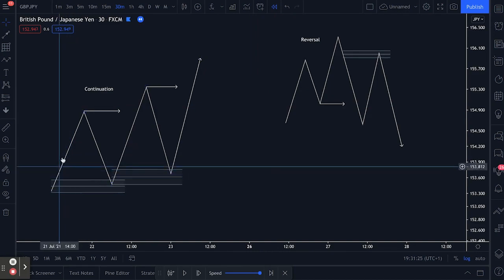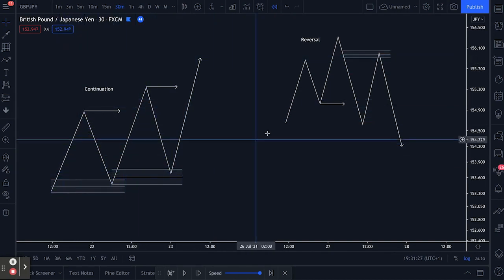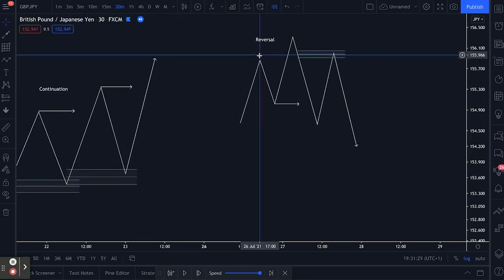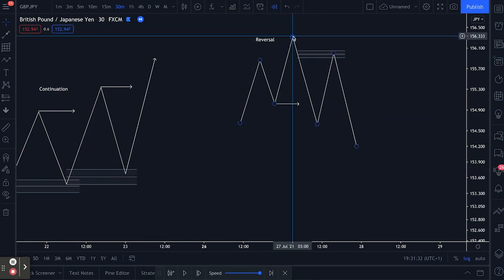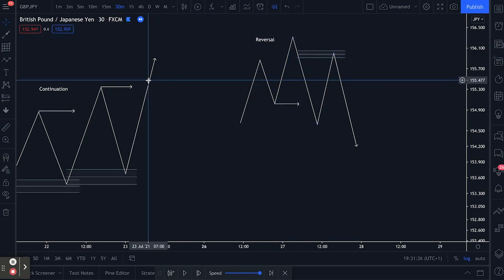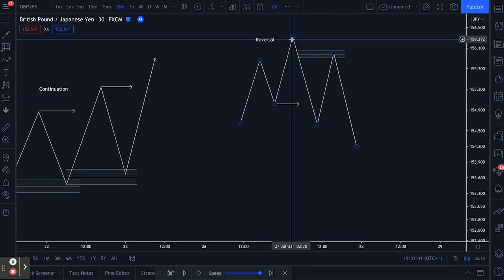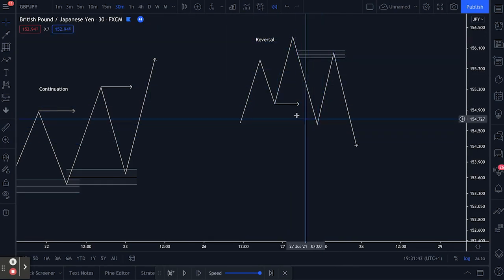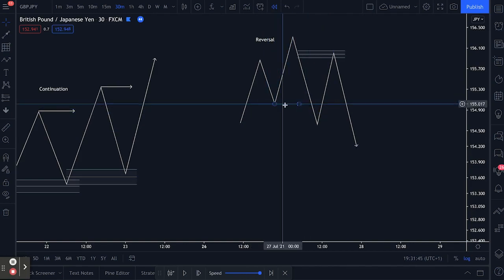So eventually a continuation trend is going to come to an end, and we're going to get a reversal. Reversals often look like this, and this is how we trade reversals. So we get a higher high, higher low, higher high as usual, but rather than getting another higher low in the market, we're going to get a lower low, taking out the previous higher low in the trend, okay?